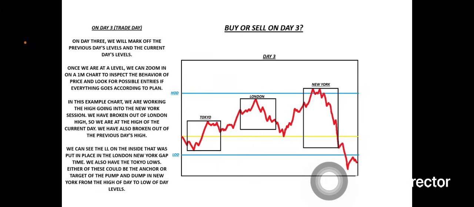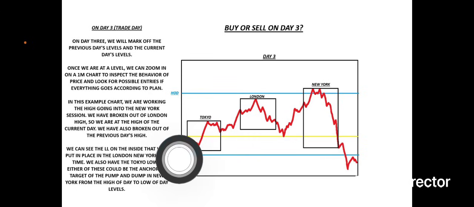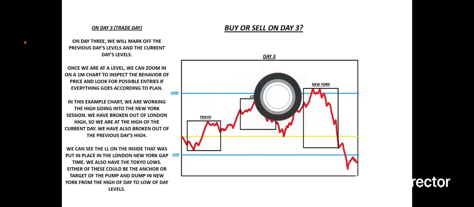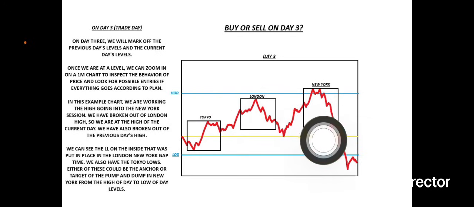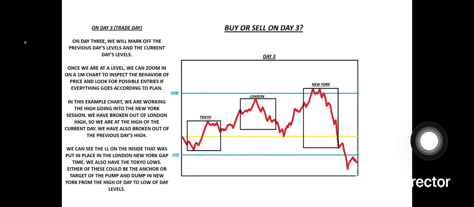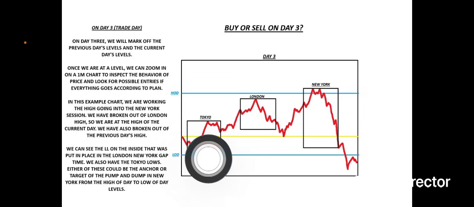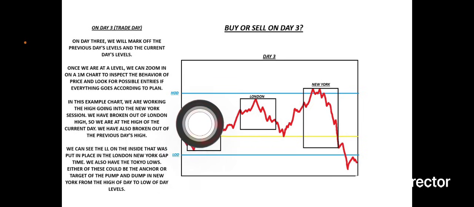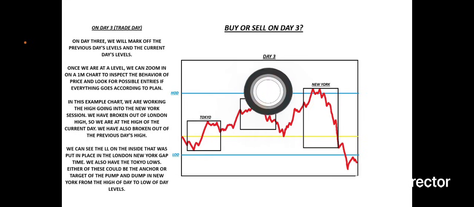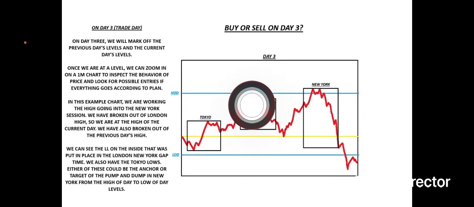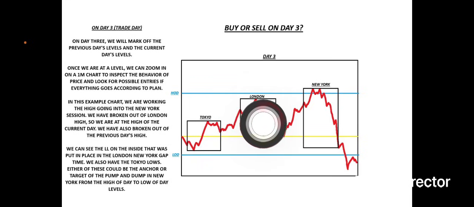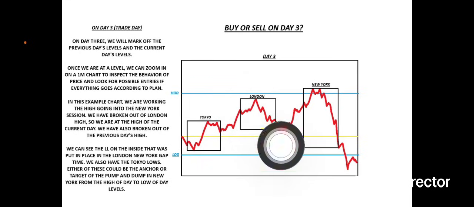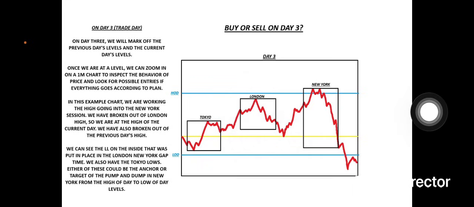Now, you can see here we have marked off the previous day's low, the previous day's high, and the previous day's closing price, that yellow line there on the chart. When this day first opens, you can see we dump down in Tokyo, putting in a low of the day level, and then trading higher into London. London puts in a high of the day level, and then dumps down in the gap time, back down to closing price.